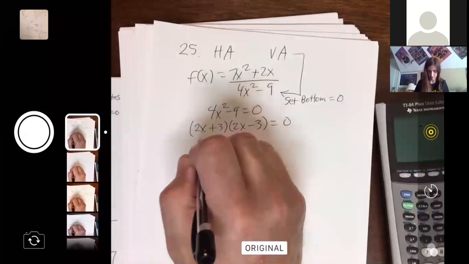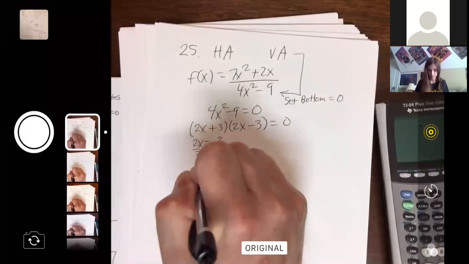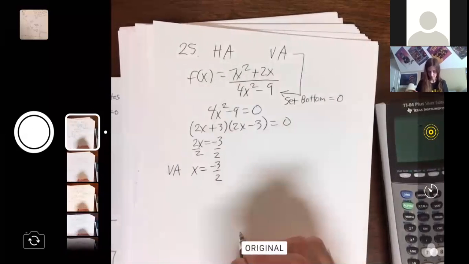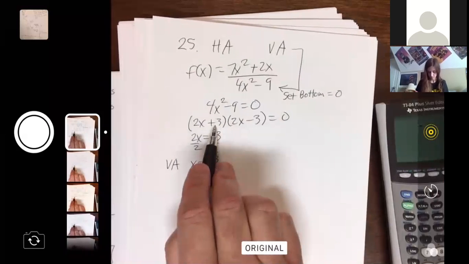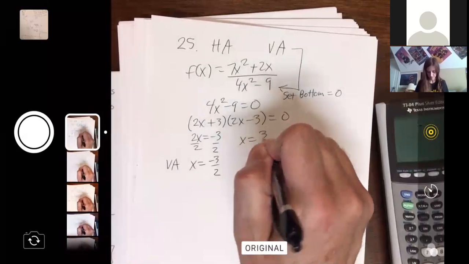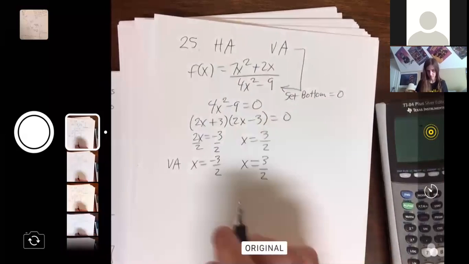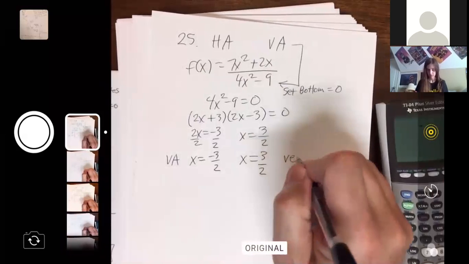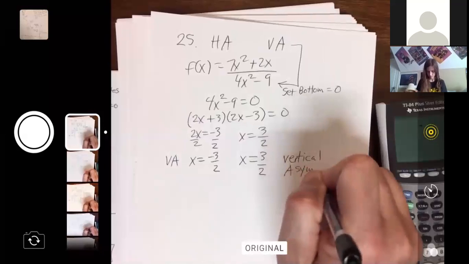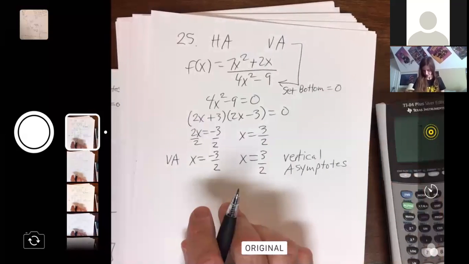Can you tell that you're going to get 2x equals -3 and you divide by 2? So one vertical asymptote will be at -3/2. You see what happens? You change the sign but divide by this number. So the other one is +3/2. So you have vertical asymptotes at positive and negative 3/2. These are vertical asymptotes. All right, that makes sense.